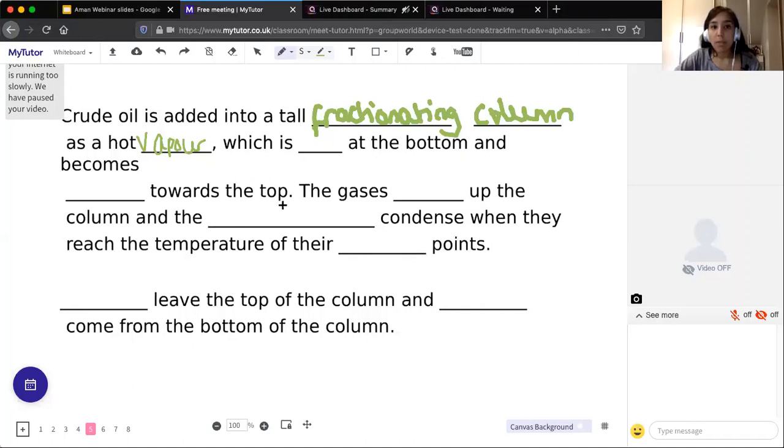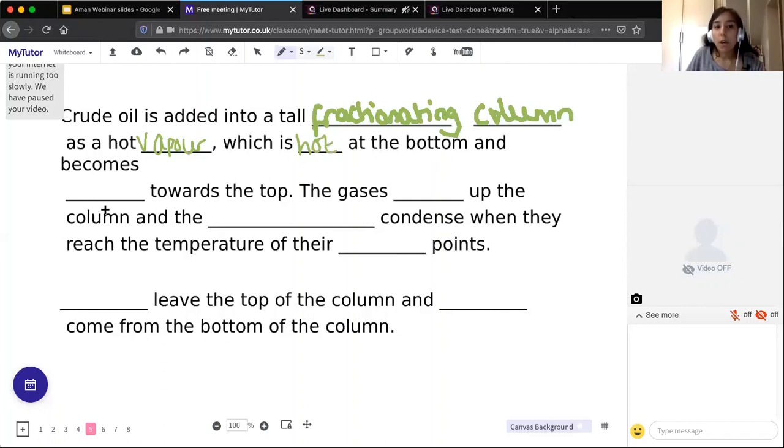Okay, so we've done our first two. Crude oil is added into a tall fractionating column as a hot vapor. As I said, it's essentially a gas. What do we know about the fractionating column? What is it at the bottom? I'll give you a clue. This relates to the temperature of the fractionating column at the bottom. Does anyone know what the temperature is at the bottom? Good, it's hot at the bottom. So it will always be the hottest at the bottom.